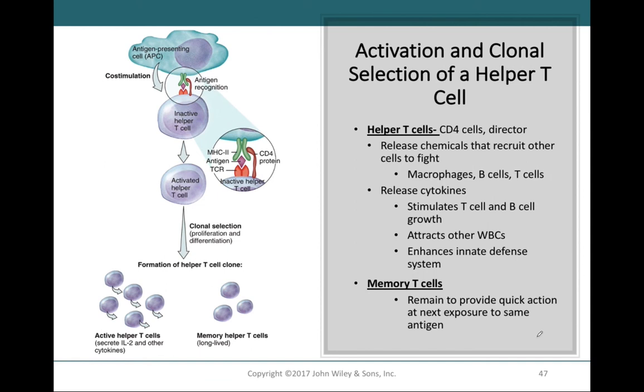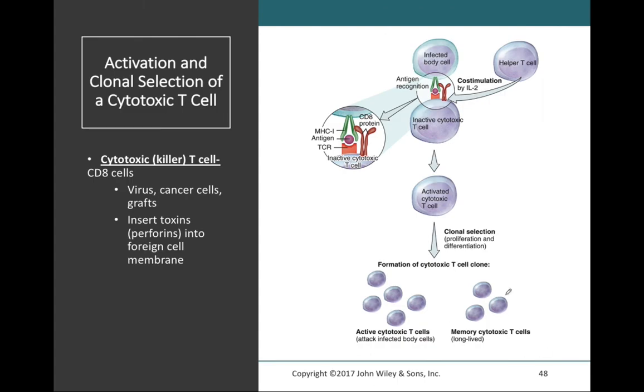But one thing that we need to note about the memory T cells is that we can have both memory helper T cells and we can have memory cytotoxic T cells. Memory cytotoxic T cells act just as memory helper T cells do. They lie in wait in the body and wait for that antigen to surface once again. But cytotoxic T cells work a lot differently than the helper T cells do, and that's why these cells get the name killer T cells.